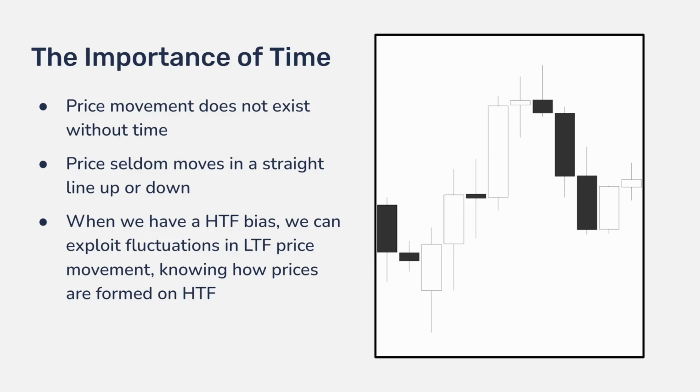And we also know that price rarely moves in a straight line up or down. We can pretty much always anticipate some fluctuation to occur. And when we have a higher time frame bias for market structure, we can exploit these fluctuations in lower time frame price movement, knowing how these candles are formed on higher time frames. So what does that mean?